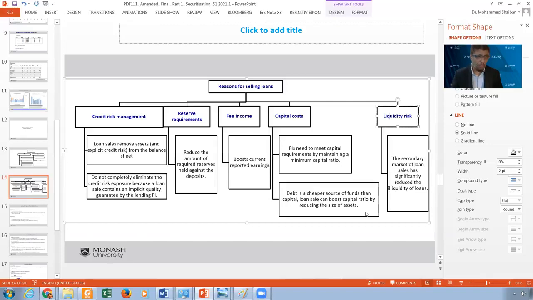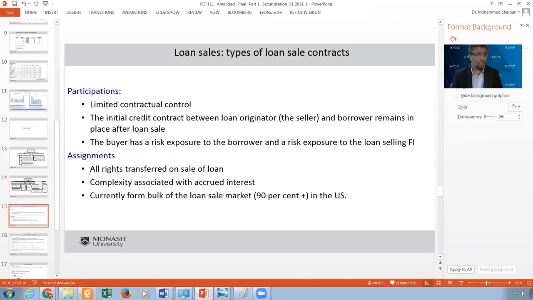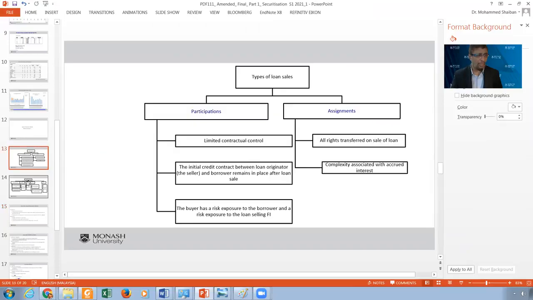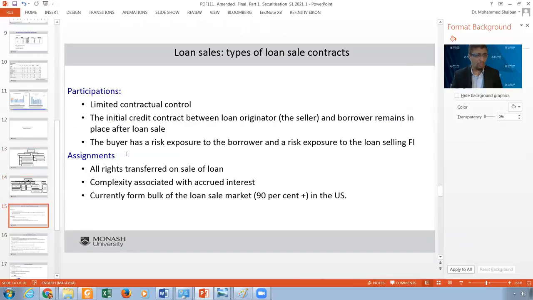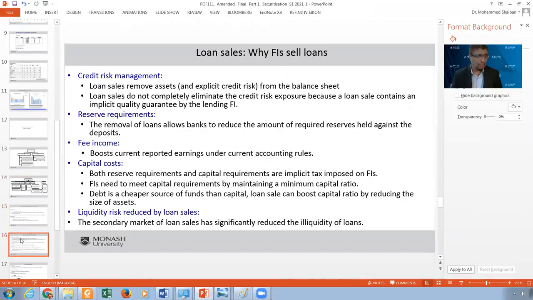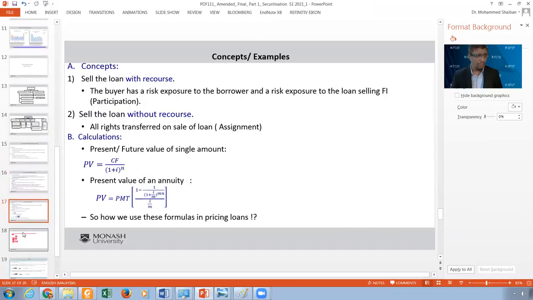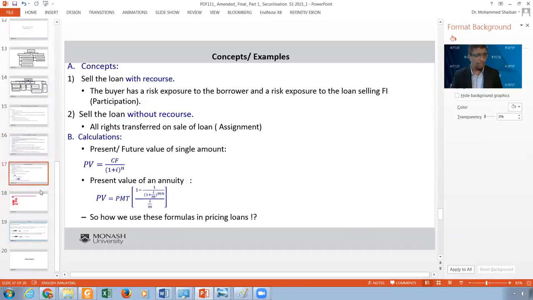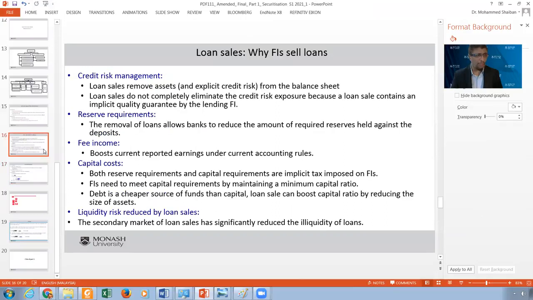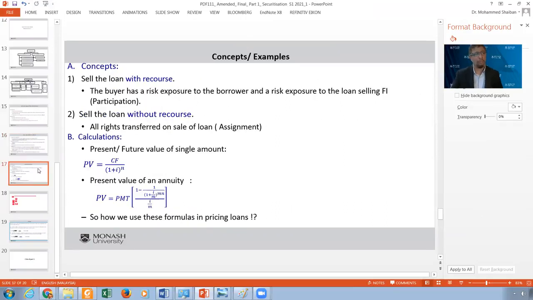Now, these issues and these boxes are already reflected in this slide, if you want to read about it here, and we are done with this. Now, let me go to the calculation.